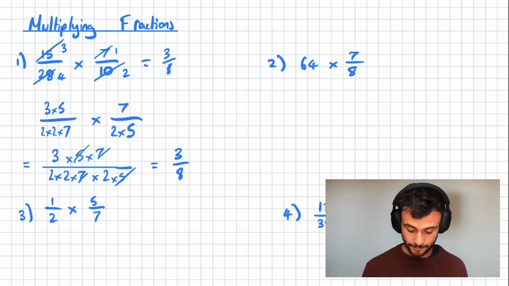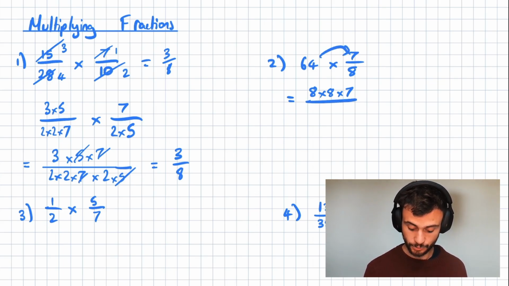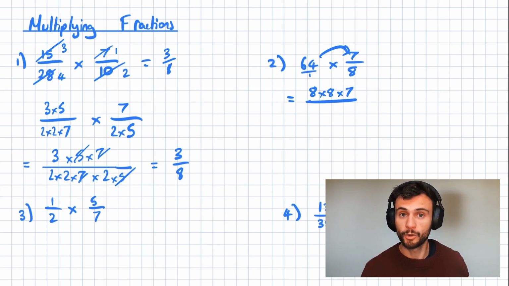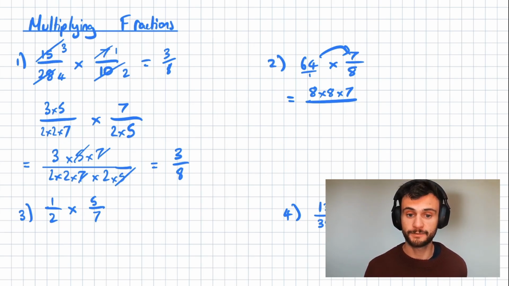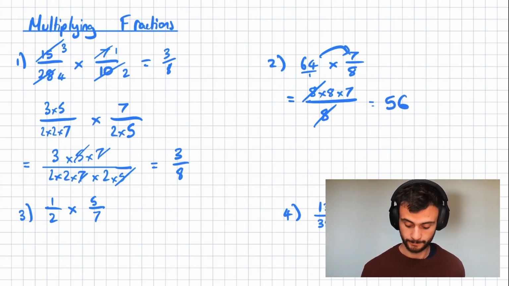What you can do is spot 64 is 8 times 8. That's going to go into the numerator of the fraction, because you could think of it as 64 over 1. Multiplying the numerators together, 64 times 7, multiplying the denominators together, 1 times 8. But we've got an 8 on the denominator as well, which we can cancel. So this is just equal to 8 times 7 divided by 1, which is just 8 times 7. You get 56. There's a much easier approach to this question if you divide by 8 first before you multiply by 7.